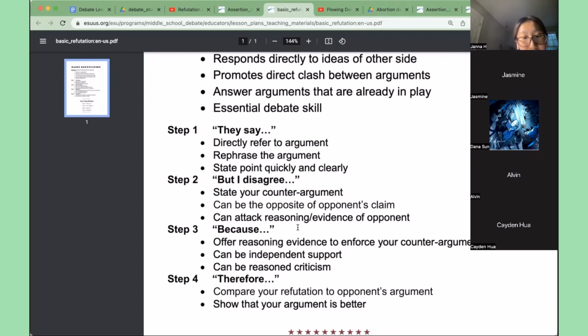And then step three is because. So offer reasoning on why you disagree and why you believe this other counter argument. Offer reasoning and evidence to enforce your counter argument. It can be independent support and can be reasoned criticism. And then, therefore, you want to compare your refutation to your opponent's argument and show that your argument is better. So why is this true? Why is your counterclaim better than your opponent's?